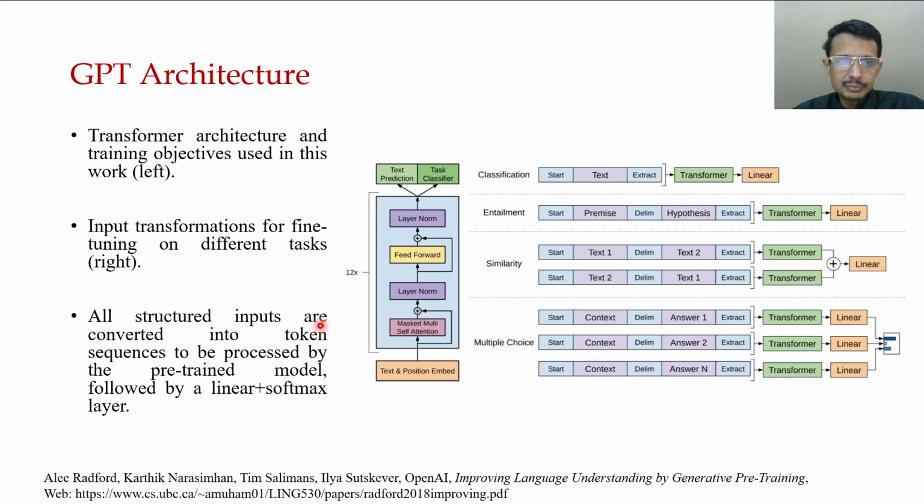So all structured inputs are converted into token sequences to be processed by the pre-trained model, followed by a linear softmax layer. After that it is fine-tuned for a specific task. Okay, so this is GPT as a whole.